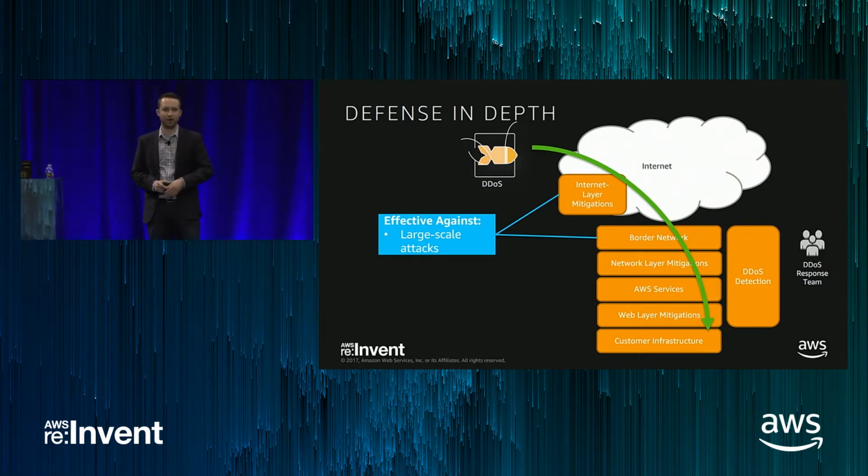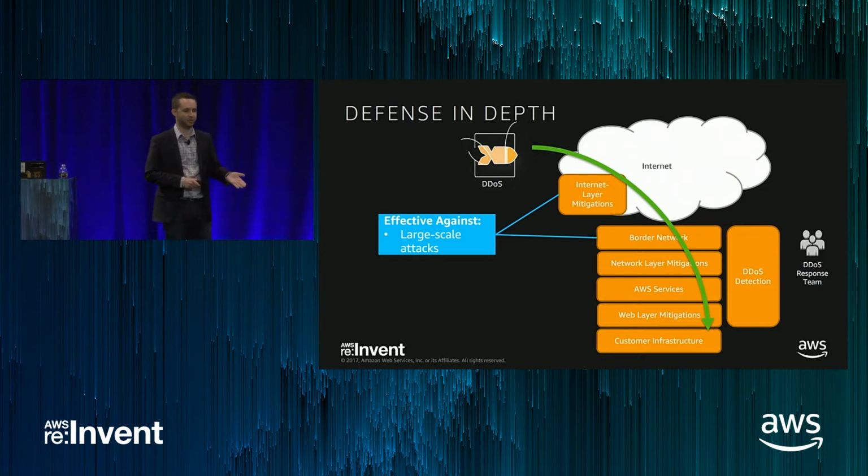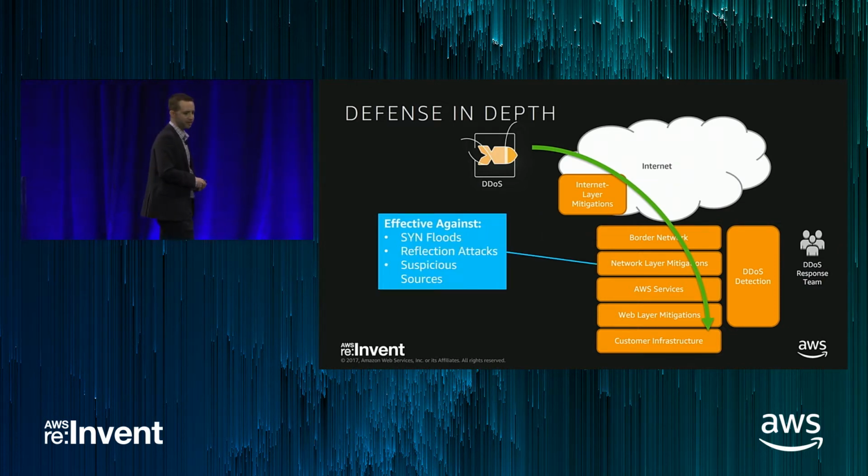What should they do with the traffic? How should it ingress AWS? Should it be blocked? Should it not be blocked? And then we also offer network layer mitigations.